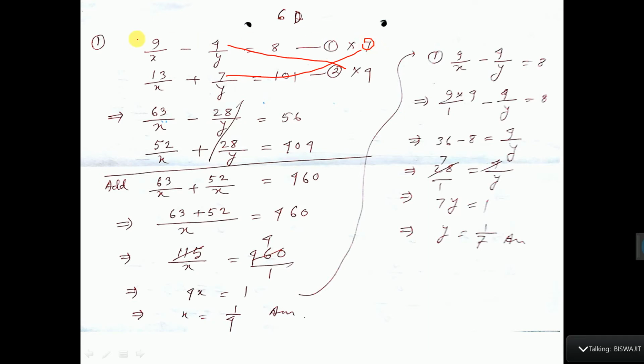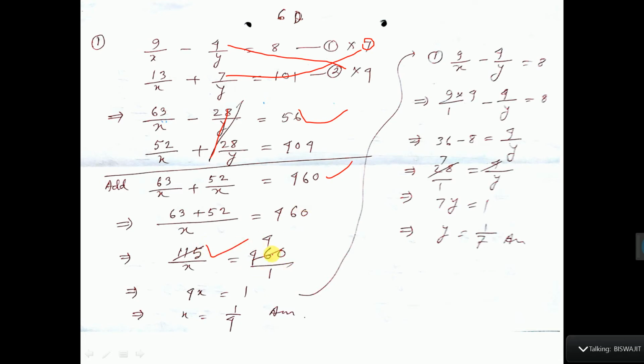So 7 9s are 63 by x is there. 4 7s are 28 by y is there. 7 8s are 56. Now 4 will be multiplied in the numerator. 13 4s are 52 by x. 7 4s are 28 by y, and it is 404. Now see, this is opposite sign, so if you add, this will cut. Now 63 by x plus 52 by x, separately I have written, and you add this one, you will get this. So x is LCM, 63 plus 52 is this.